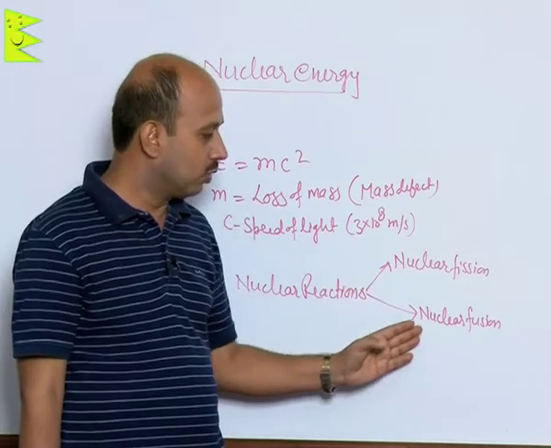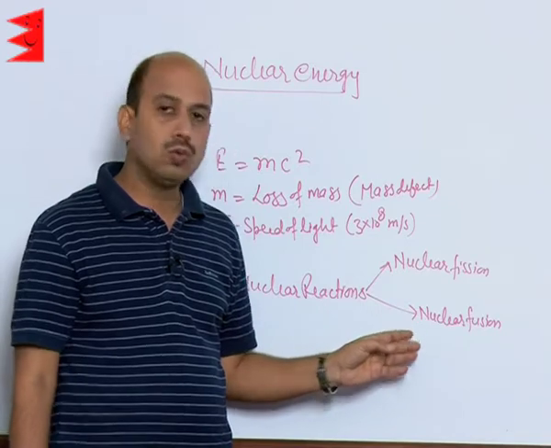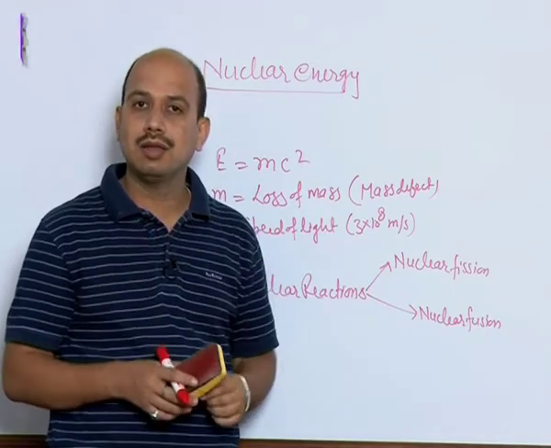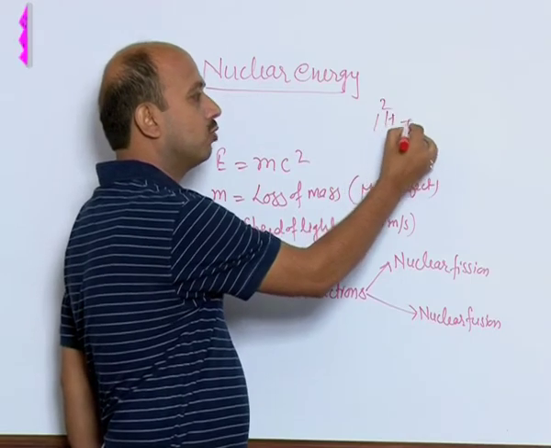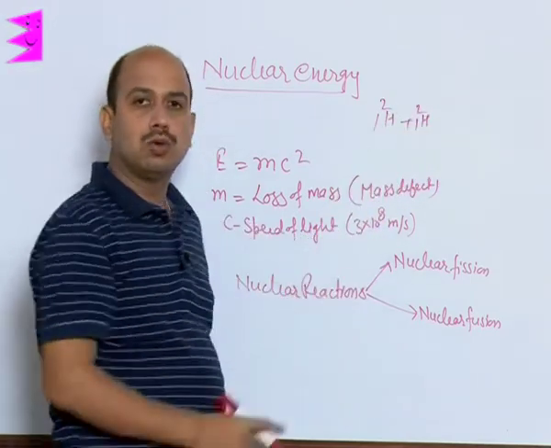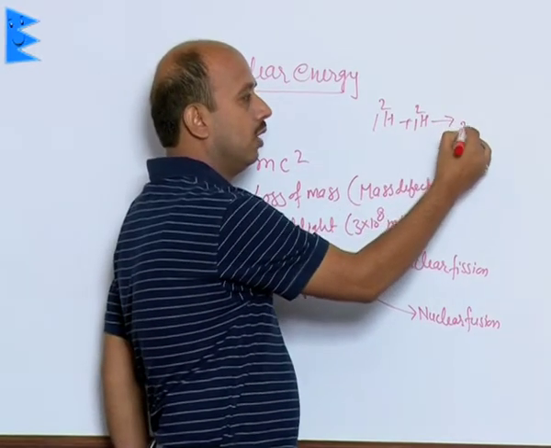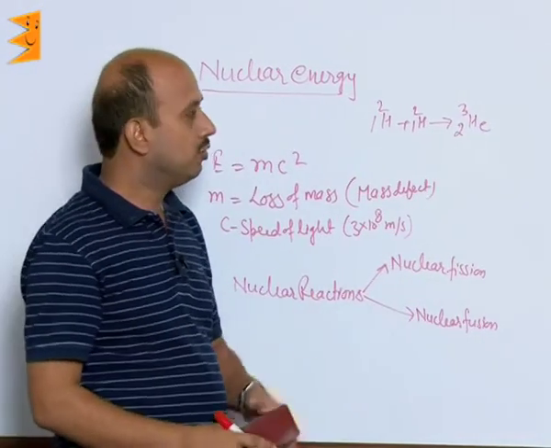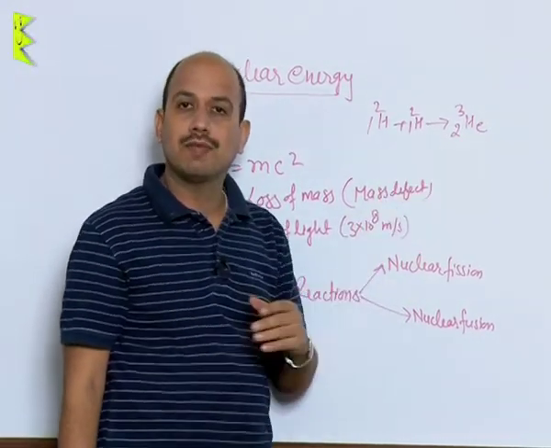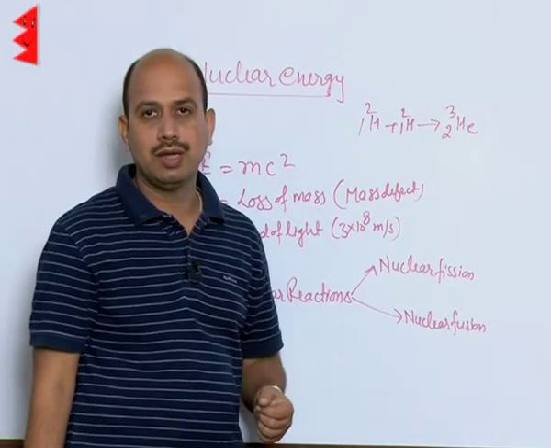Similarly, what happens in nuclear fusion? In nuclear fusion, two lightweight nuclei are taken. Suppose you have taken 1H2 plus 1H2, two lightweight nuclei. These two combine to form another nucleus that is called 2He3. In this process, again a large amount of energy is released. This energy is also known as nuclear energy.